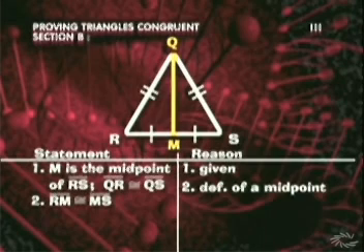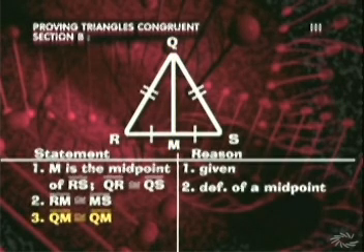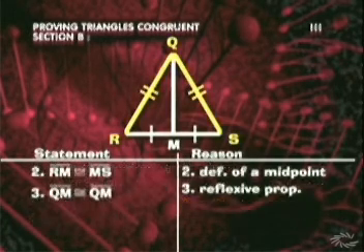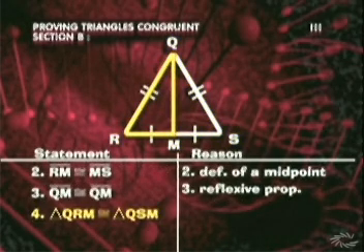The only side left is QM, which is easy to prove. Because it's shared by both triangles, we just state that QM is congruent to itself by using the reflexive property. Now that we've got all 3 sides congruent, we can state our goal. Triangle QRM is congruent to triangle QSM.